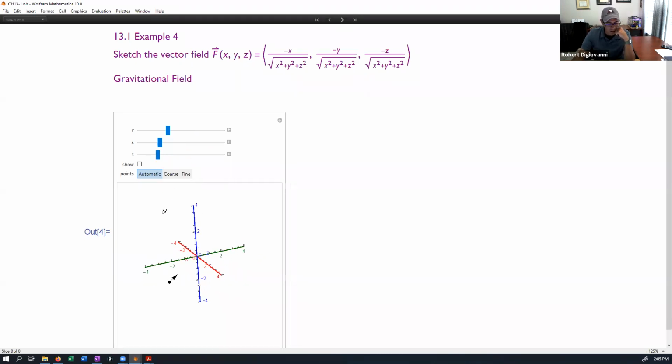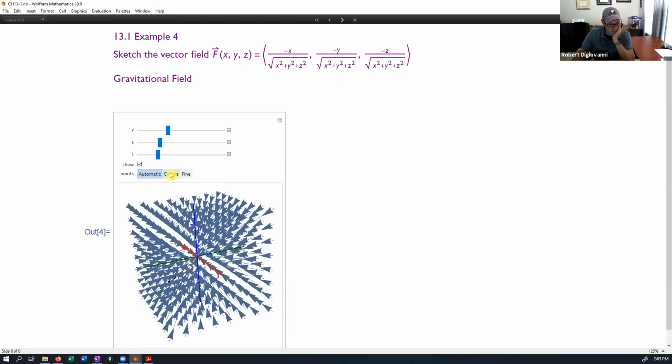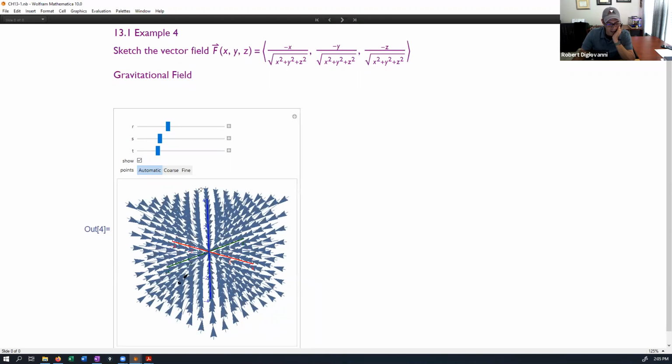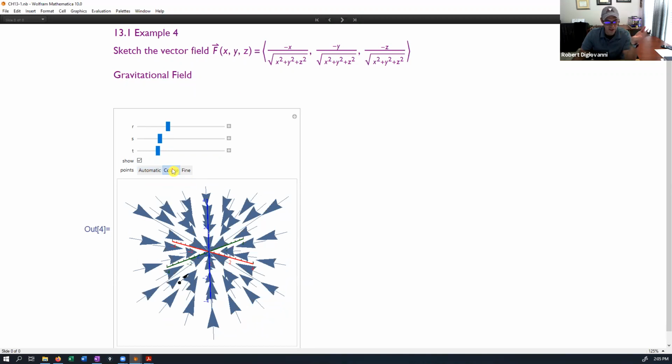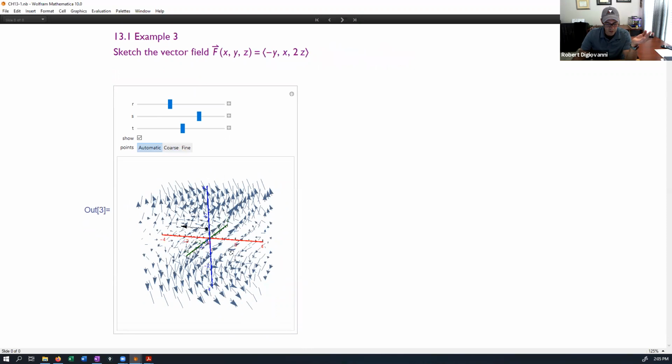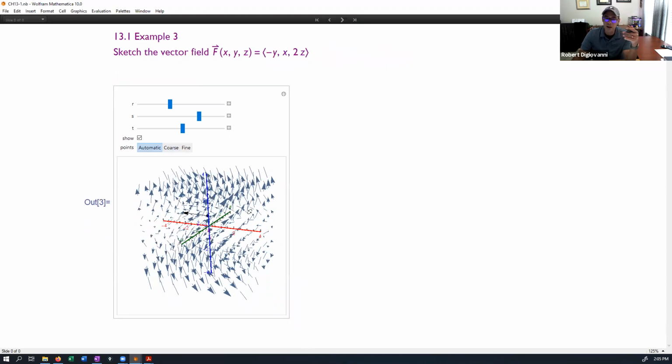So if you look at all the vectors, or if you get a feel for the vector field, they're all pointing in. And do you notice that they're all the same thickness? The computer's showing them as all being the same thickness. That's because they all have the same length. Whereas in the previous example, these had different thicknesses, which represented a different length for each vector.